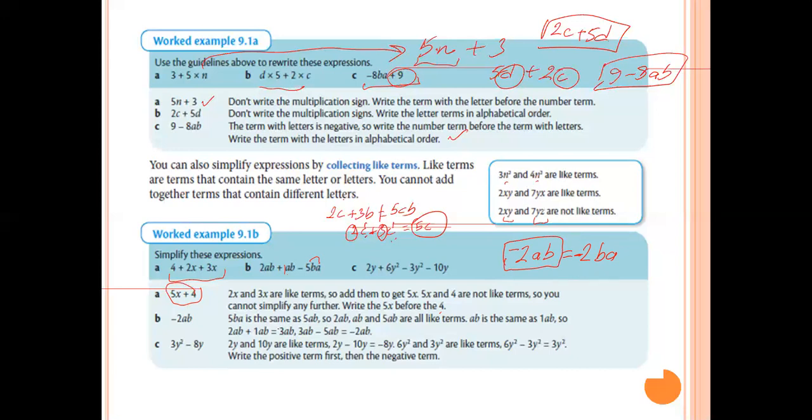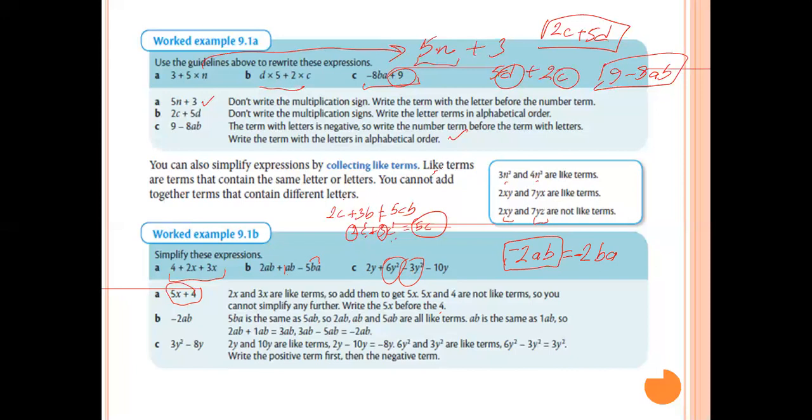And you can see the explanation. Please stop the video and read to understand it. Okay, so the last one is 2y plus 6y squared minus 3y squared and minus 10y. And please don't do all terms at the same time. Don't subtract or add all terms because their powers are not the same. Only minus 3y squared and plus 6y squared, their powers are the same. Also their letters are the same. That's why they are like terms.